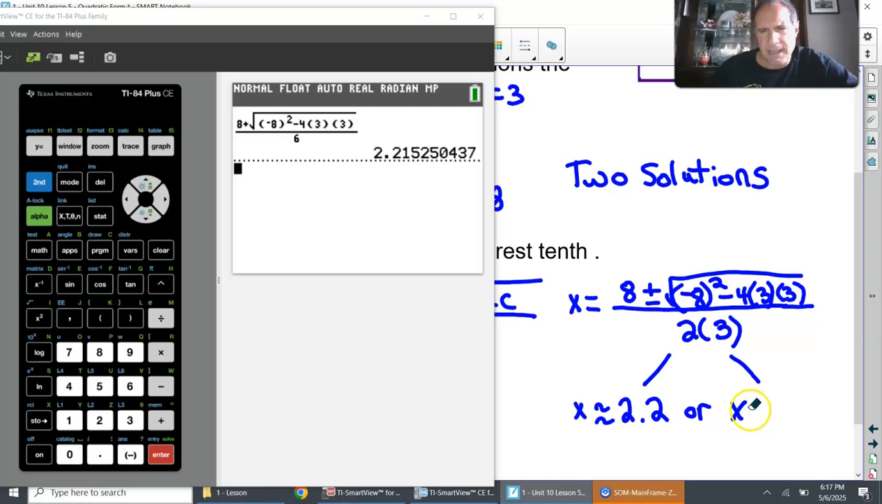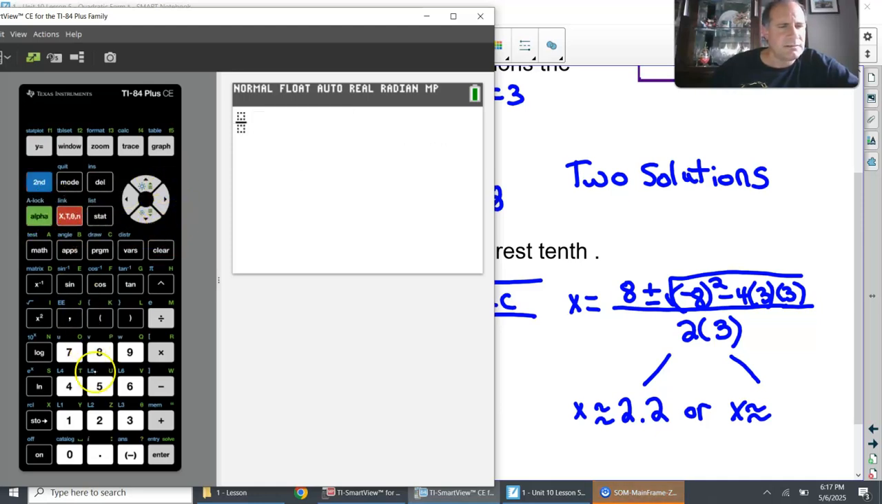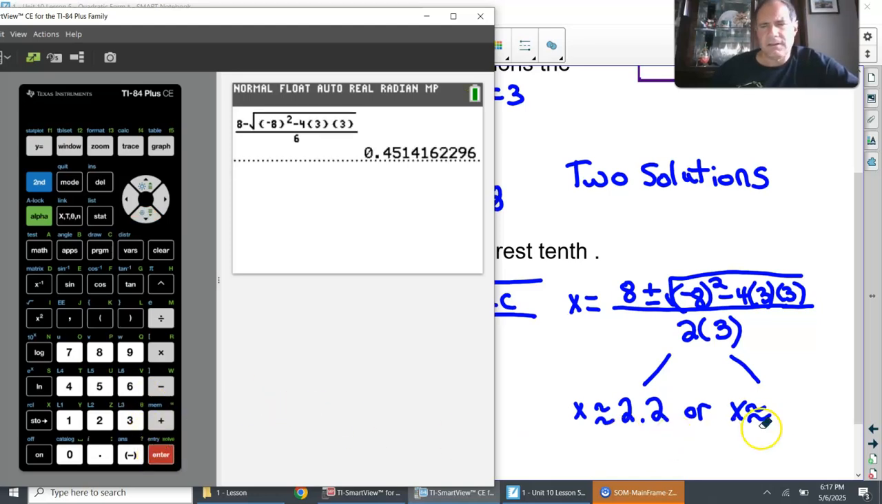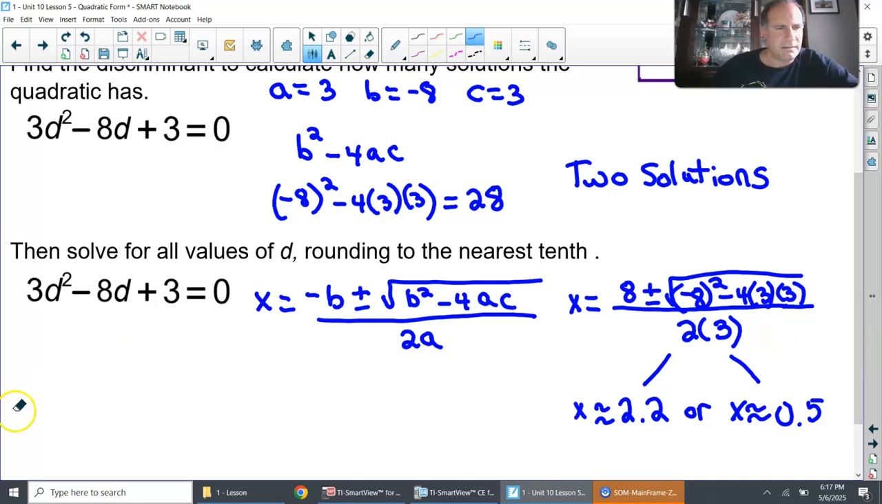Or x squiggly equal sign. And we're going to press, oops, not second function. Oh, alpha x, nice. 8 minus this time, square root, -8 squared, minus 4 times 3 times 3 all over 6, and enter. That is 0.5 rounded to the nearest tenth. All right, and that's it.